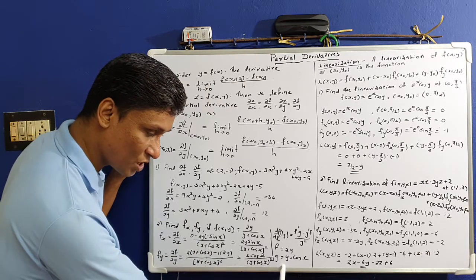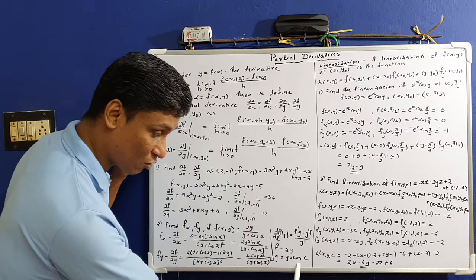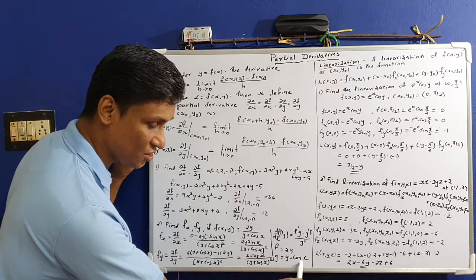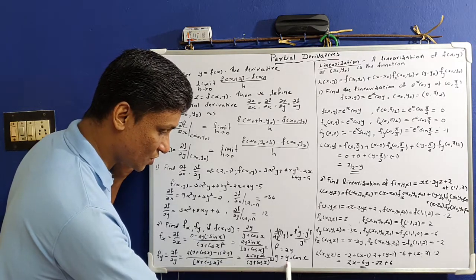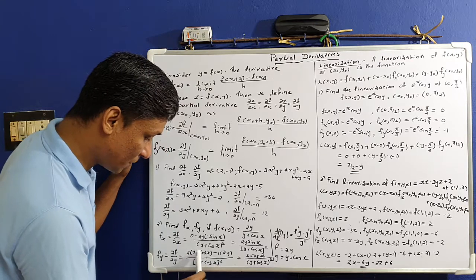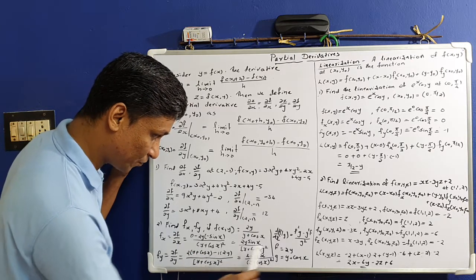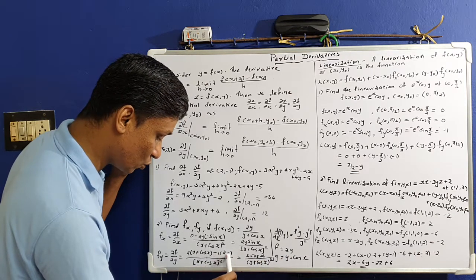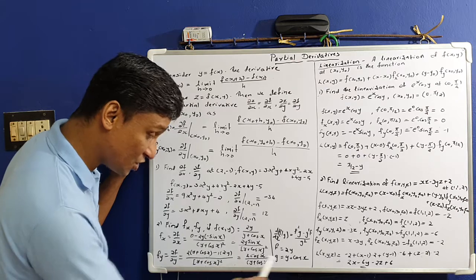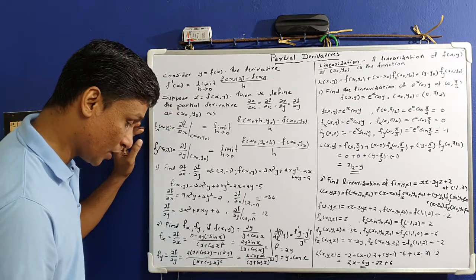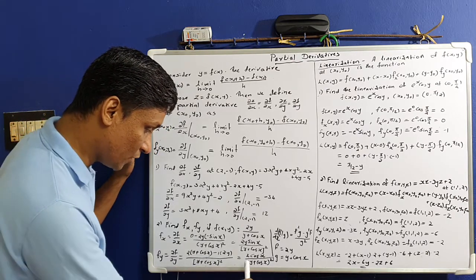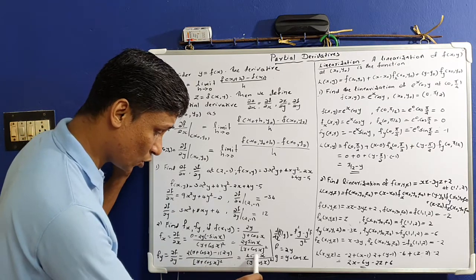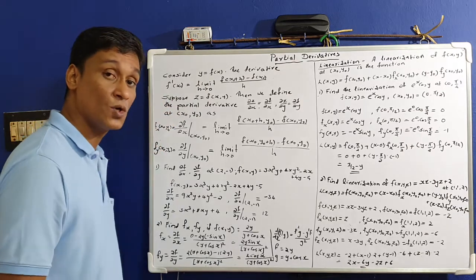G' means ∂g/∂y, that is simply 1. Cos x is a constant as we are differentiating with respect to y alone, so its differential is 0. So ∂g/∂y is simply 1. So 2 into (y + cos x) minus 1 into 2y, divided by g², that is (y + cos x)². Now you can simplify this and you get the numerator as 2 cos x, as the 2y gets cancelled, so 2 cos x divided by (y + cos x)².